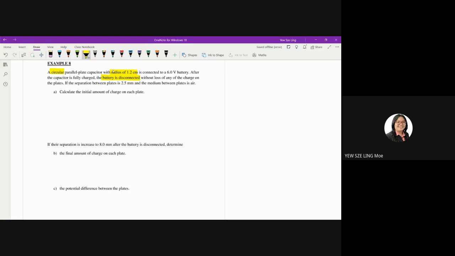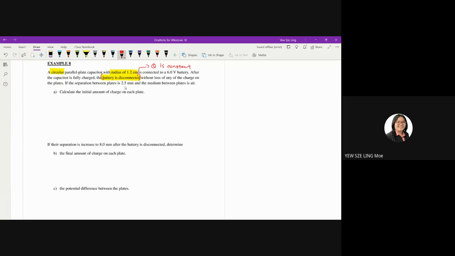When we say the battery is disconnected, what does this statement mean? It tells us Q is constant. These are the keywords that you need to look for in your questions. Battery is disconnected means that you remove the charge supplier, so no more charge can be added into the circuit. The battery is disconnected without the loss of any of the charge on the plate.